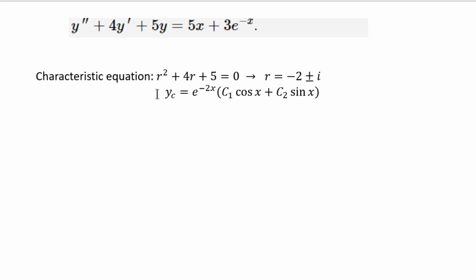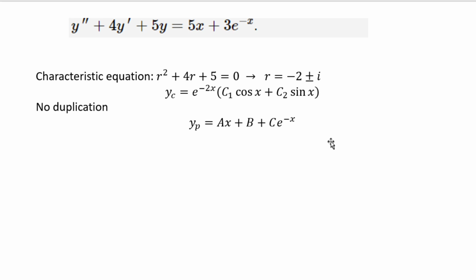Now, you want to get this first because you want to check for duplication. When you try to use the method of undetermined coefficients, to create x, you need x and its derivative, which is 1, so you need ax plus b. And then e to the negative x differentiates to e to the negative x times something. So to create e to the negative x, you just need e to the negative x. So to create this, you just need this.